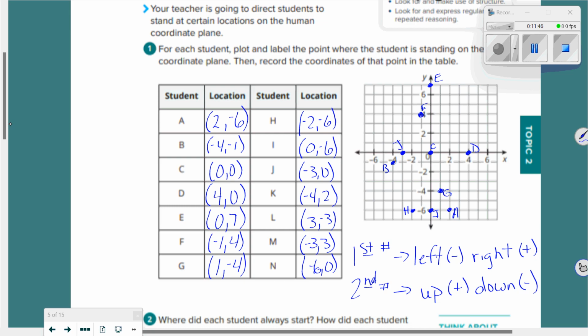There's J. K, -4, so I'm going left. +2, that's going up. Here's K. L, 3, so I'm going 3 to the right. -3 means I'm coming down. There's L. -3 means I'm going 3 to the left. 3 means I'm coming up. So that is M. And our last one, -6 means I'm going 6 to the left. 0 means I'm not moving off the line. So there is N. That is what your graph should have looked like.